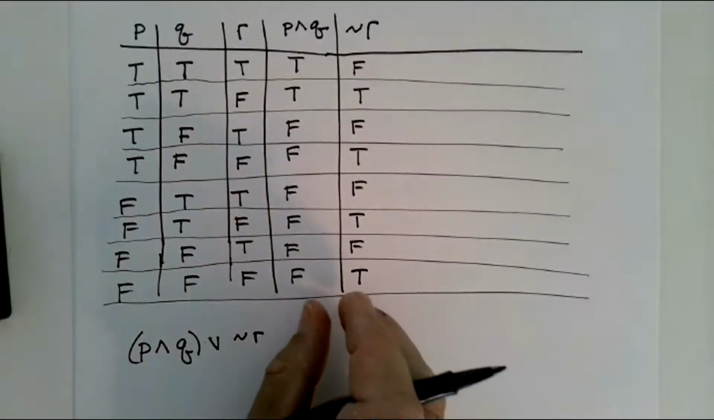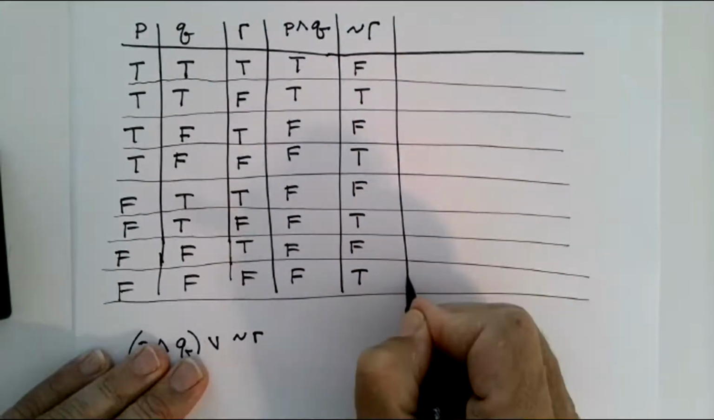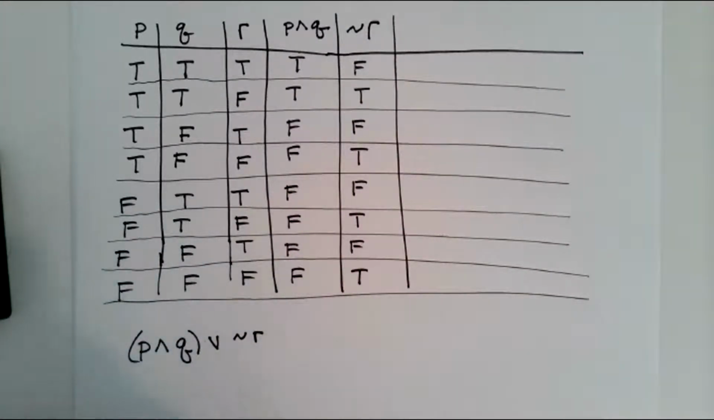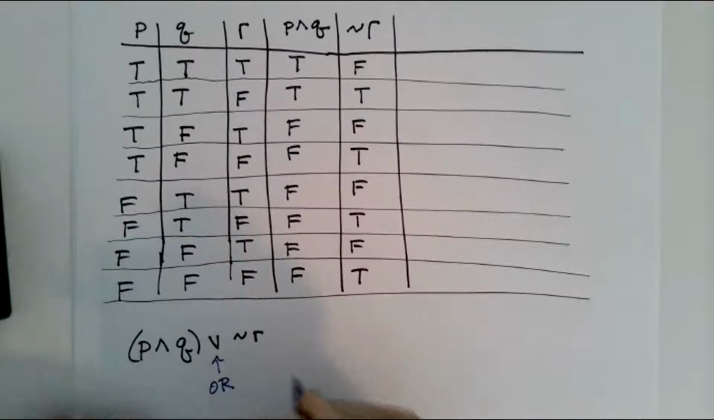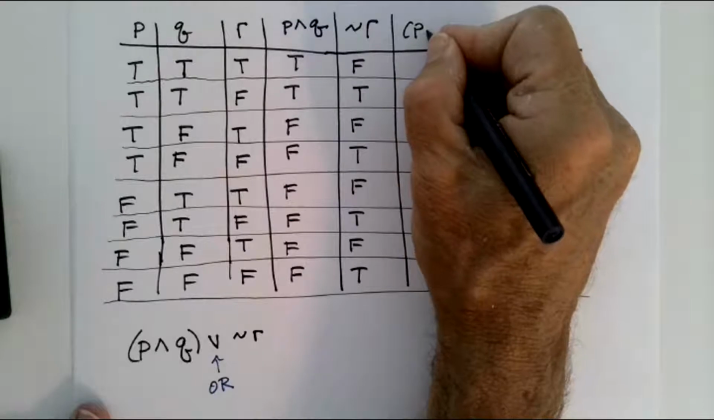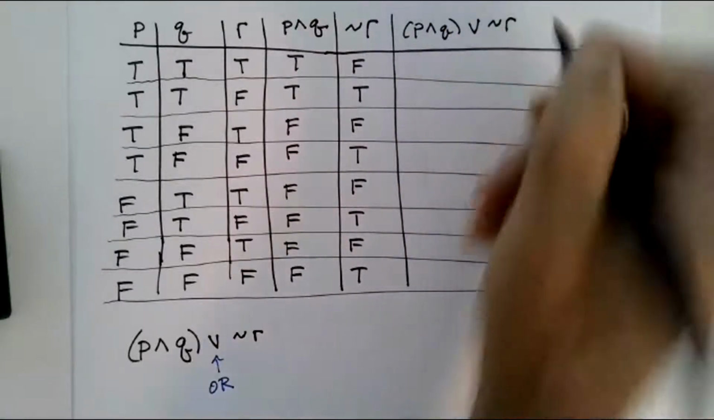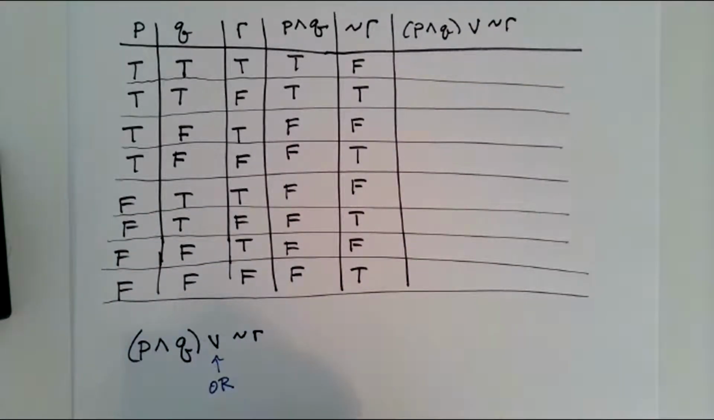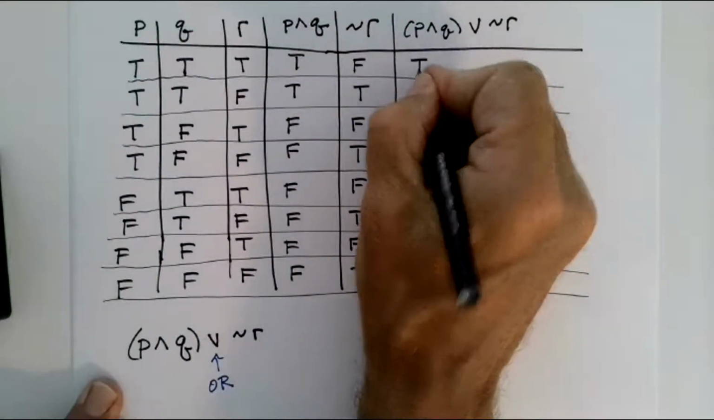So think of these as single concepts, as items, as units. And these are linked with an OR. Remember, this is an OR statement. That will be true if one or the other or both are true. So my last column in this truth table, P and Q or not R, what will that be? As long as one or the other or both are true, that gets a true statement. So I see a T here, so that's true. They're both true here. That's good.